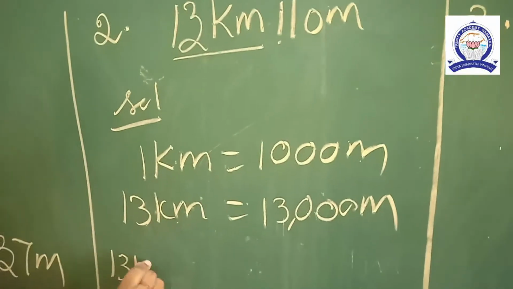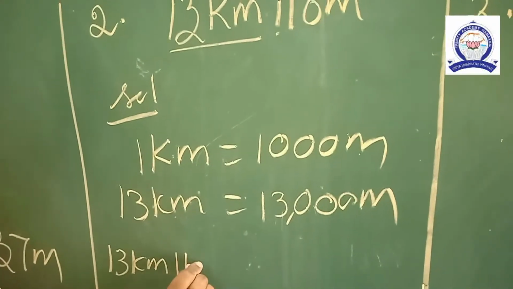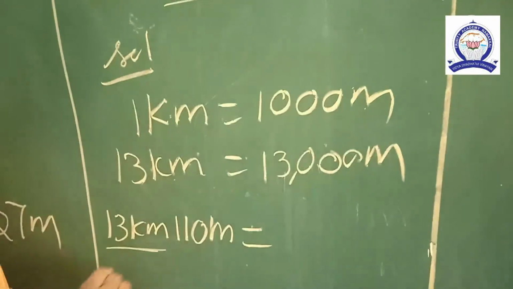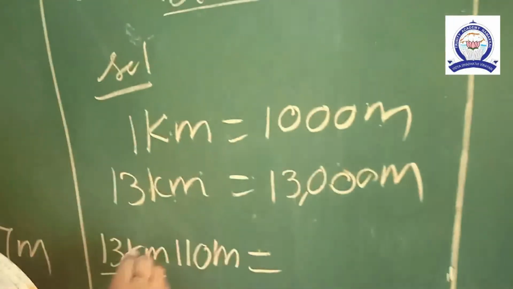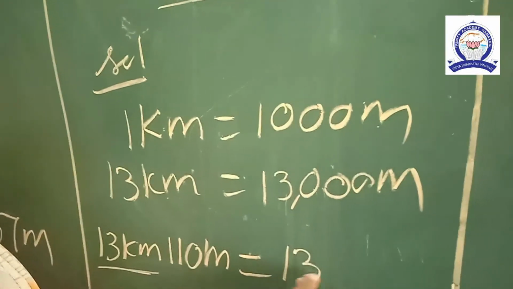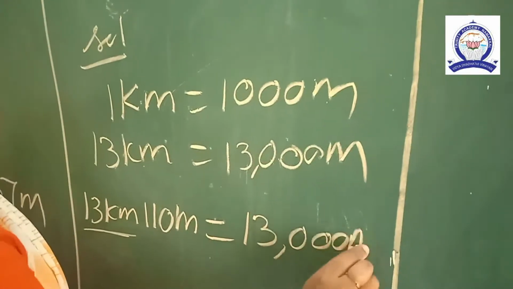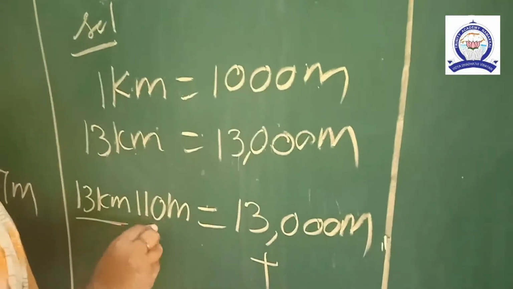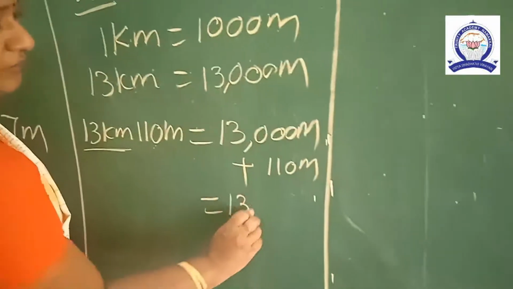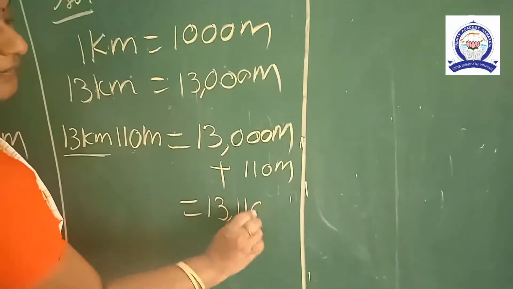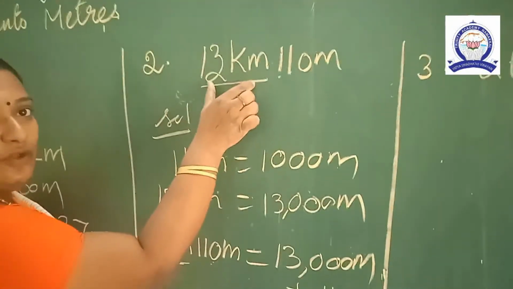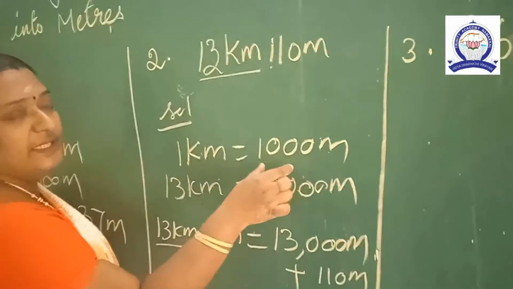Now you write the given question, 13 kilometer 110 meter, that is equal to 13 kilometer is equal to 13,000 meter, plus you add 110 meter, that is equal to 13,110 meter. This is your answer. So 13 kilometer is equal to 13,000 meter.